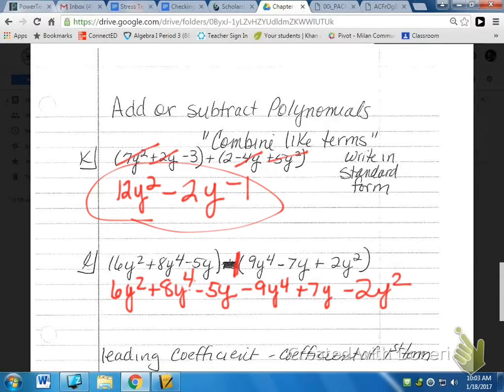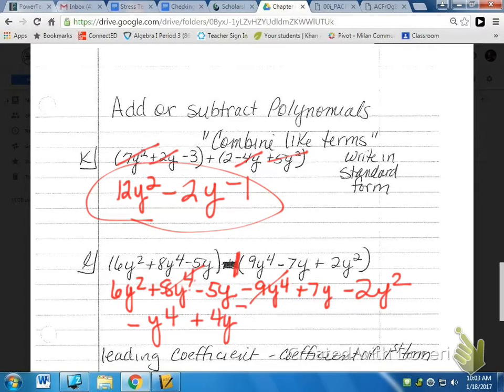Okay? So my highest exponent is what? 4. So I look and I've got positive 8y to the fourth and negative 9y to the fourth. Combine that together, what do I get? Negative y to the fourth. So those two are gone. I look for a 3 and there isn't one. So then I go to the exponent of 2. 6y to the second and minus 2y to the second. So what do I do when I combine them?